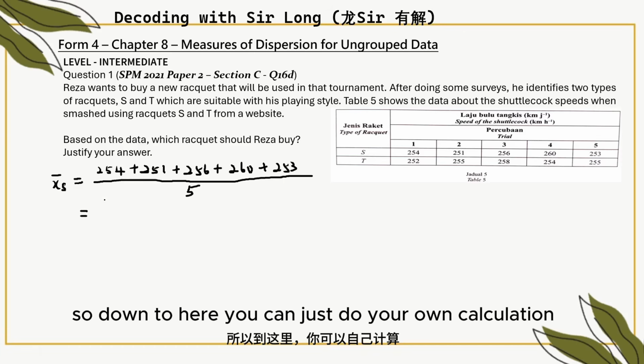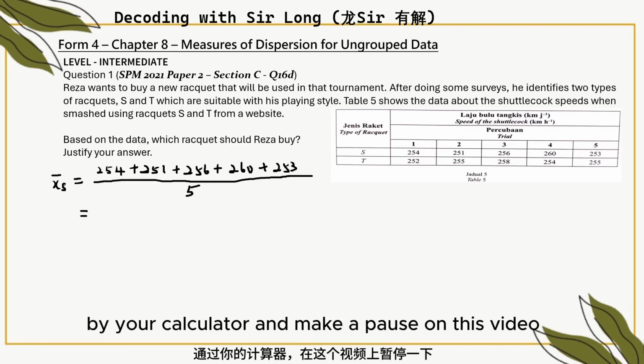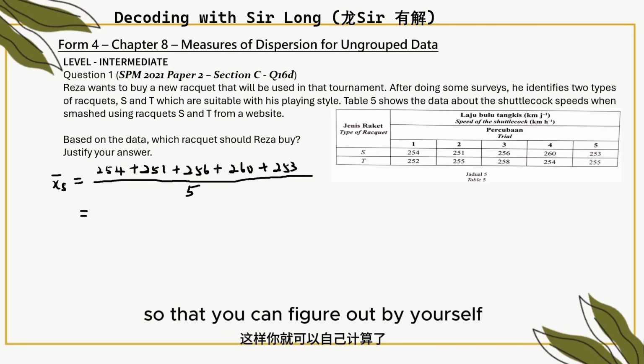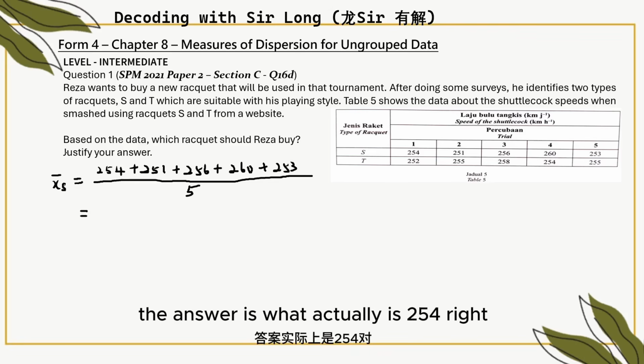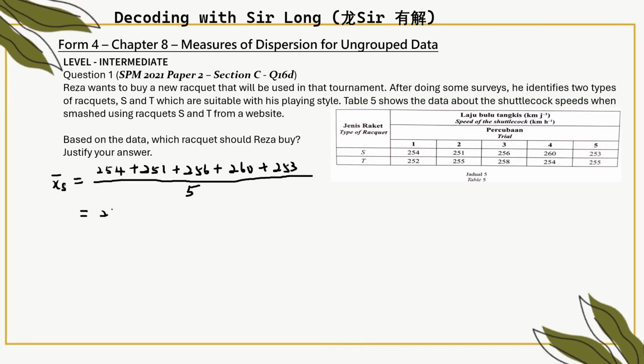So down to here, you can just do your own calculation with your calculator and make a post on this video so that you can figure it out by yourself and train yourself on the spot. The answer is what? Actually it's 254, to be precise 254.8. Okay?